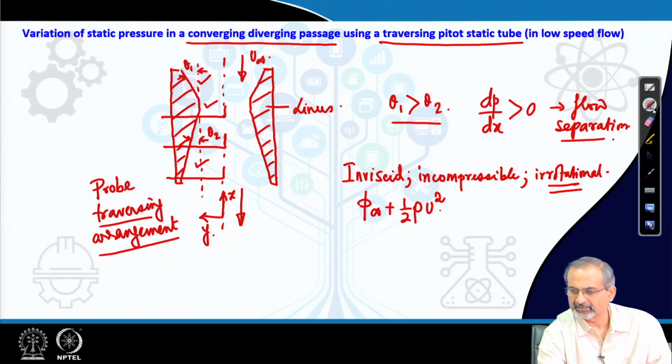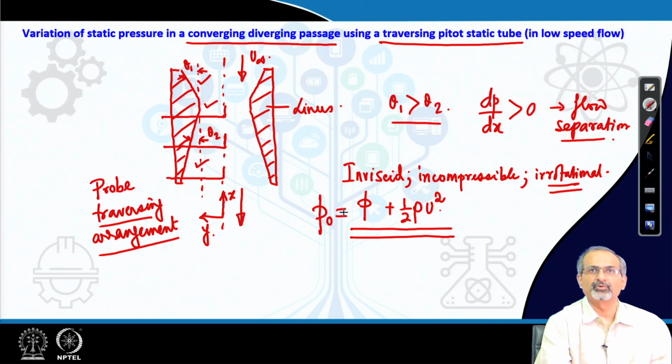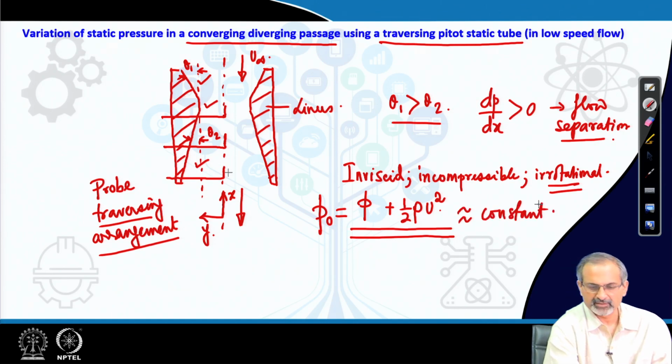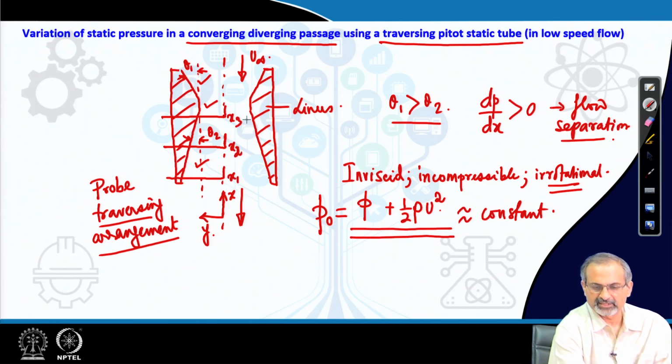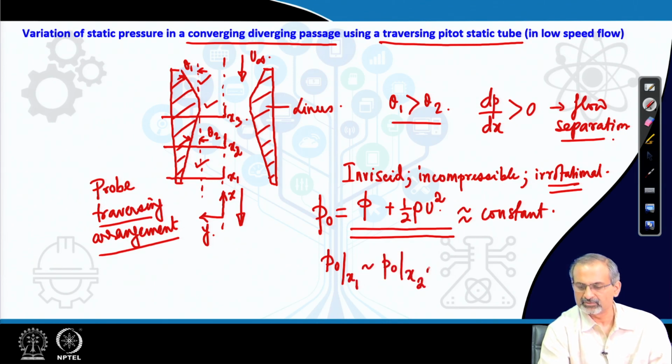So, in that case, let us not mark this as P infinity. So, point to point, if you measure the P naught using this probe, you will find that the P naught will be more or less constant. So, what we are talking about is locating the probe at different x, y stations and trying to monitor what P naught is. So, you should be able to see that P naught at x 1 is nearly the same as P naught at x 2, nearly the same as P naught at x 3.